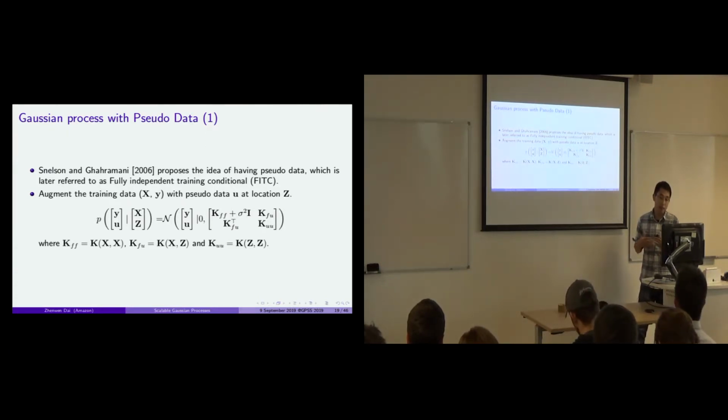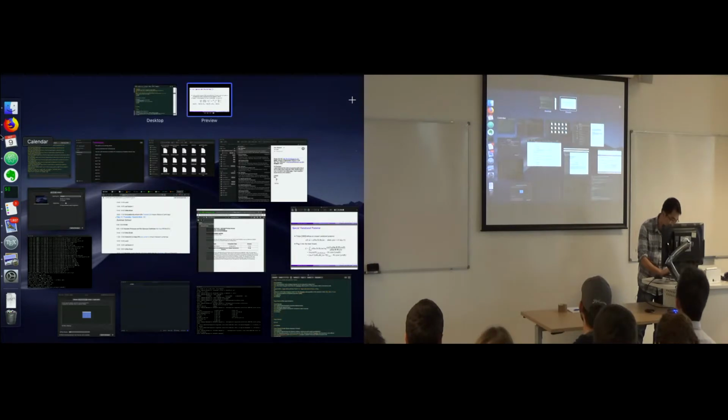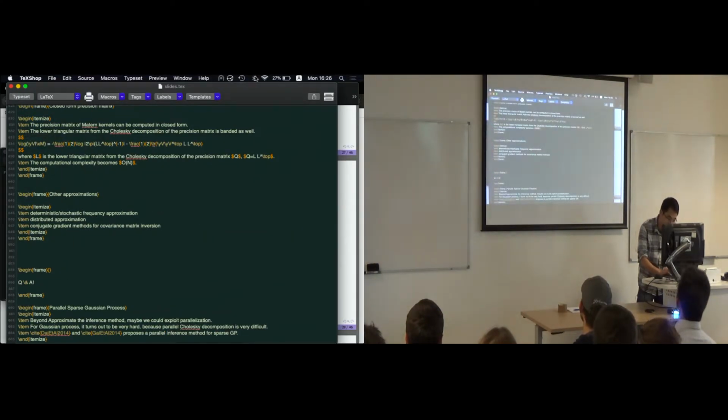So the idea is that instead of subsampling the data set, let me just switch off the Wi-Fi, otherwise it's getting too annoying. It really wants you to connect to your station. Yes.